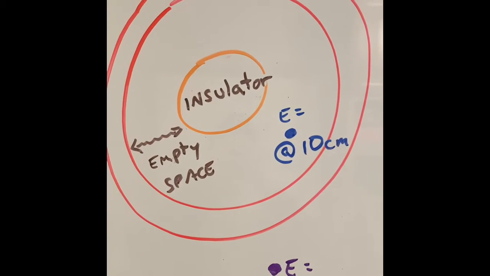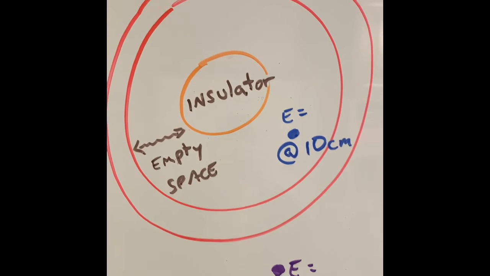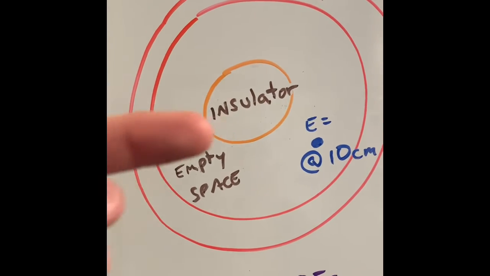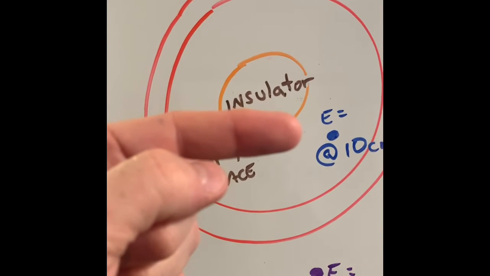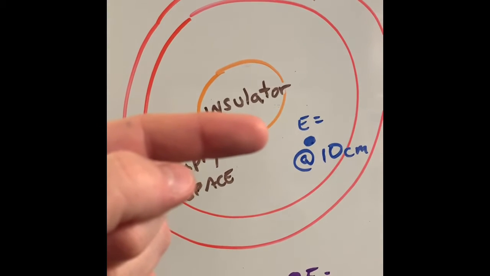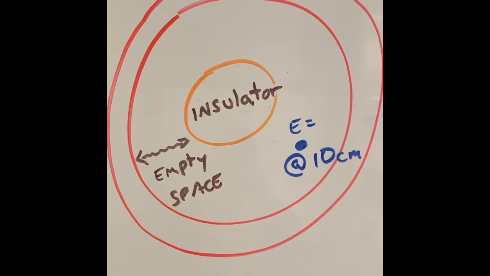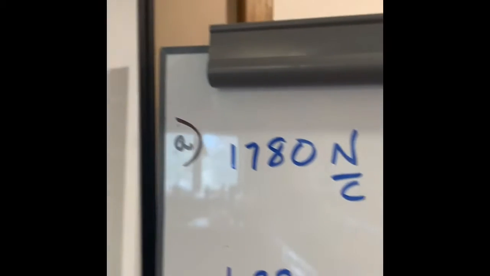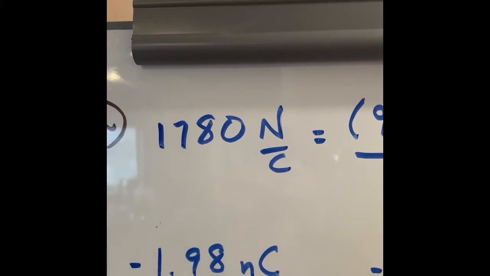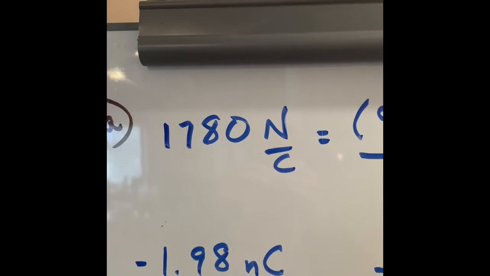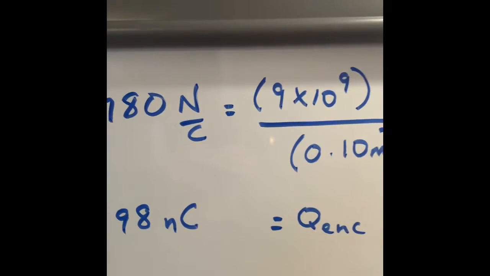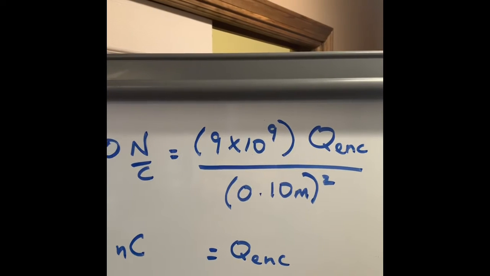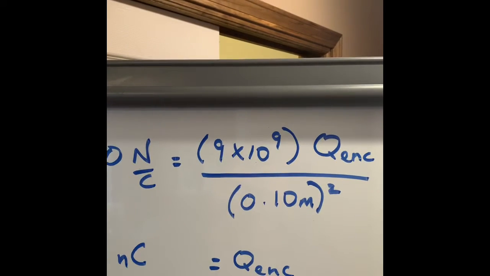So for part A of this problem, they gave you the electric field 10 centimeters away from the center of this whole setup. I'm going to use that value, electric field and distance, to figure out how much charge is enclosed in part A of this problem. Okay, if you look at this here, 1,780 newtons per coulomb was your electric field. I set that equal to K, Q enclosed over R squared.